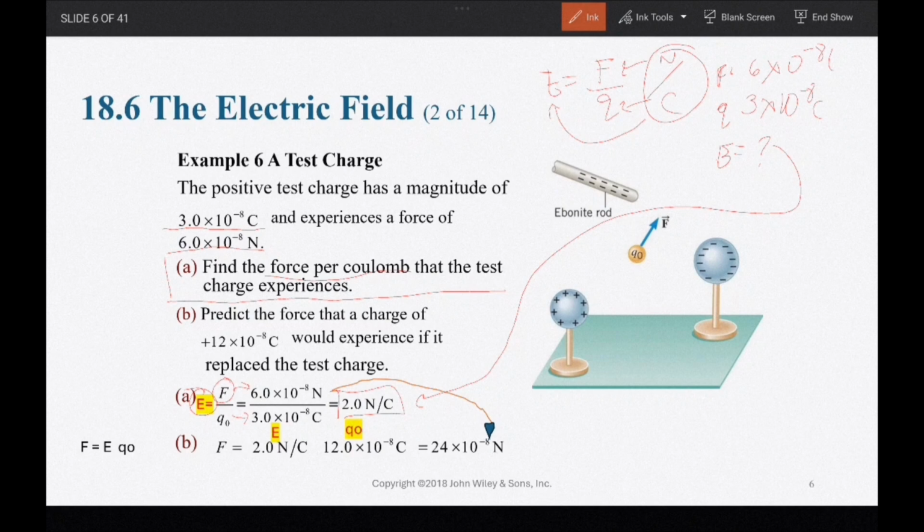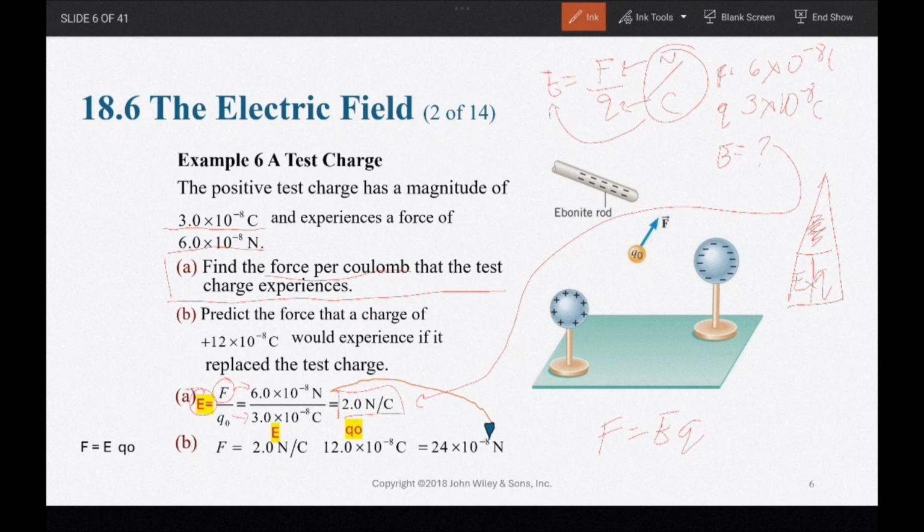Now, the second question is we're going to predict the force. How are we going to predict the force? Definitely, we're going to derive this formula. We can use this pyramid where we put F on the top and, at the bottom, the E and the Q. And since the force is the one we are looking for, we are going to multiply. That's why the second formula we're going to use here is F equals E multiplied by the test charge.